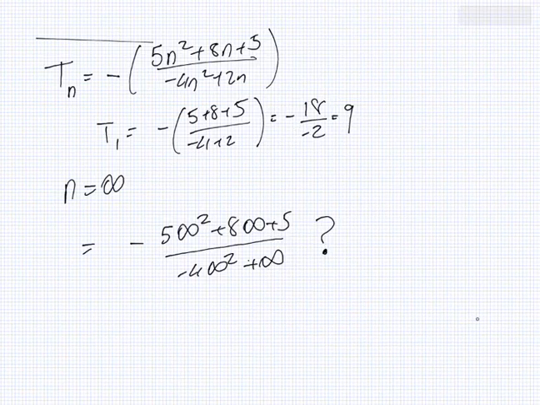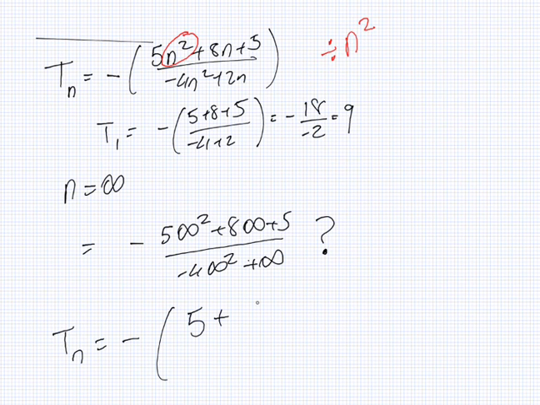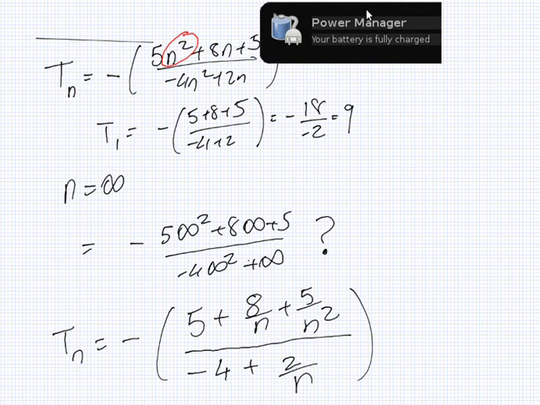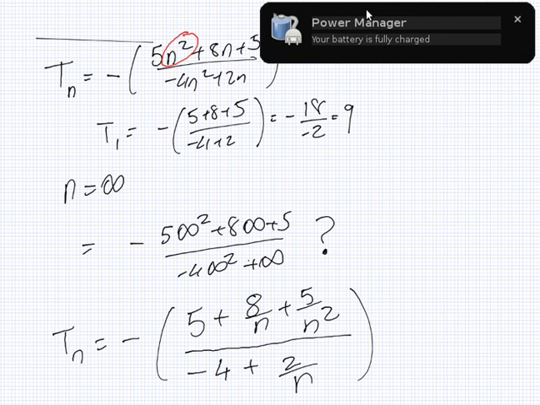So what we do here, you look and see what is the biggest n you have. It's an n squared. You see that? And we divide the top and the bottom by n squared. So now we get Tn equals minus 5 plus 8 over n plus 5 over n squared over minus 4 plus 2 over n. I divided every term by n squared.